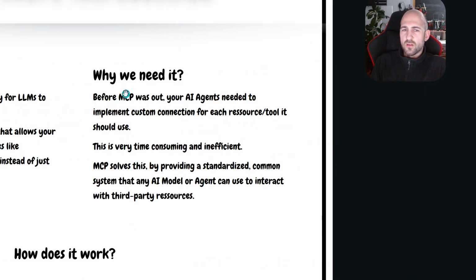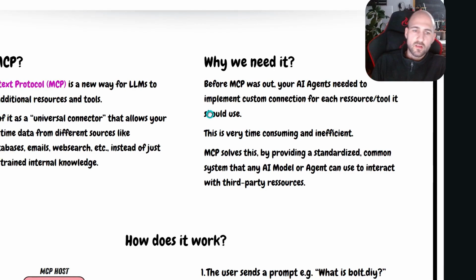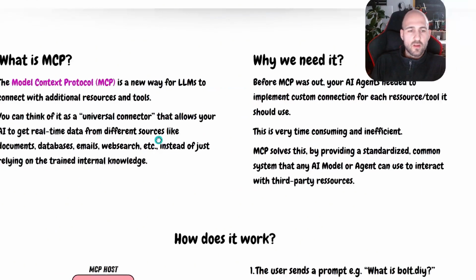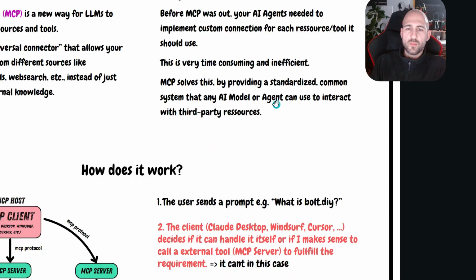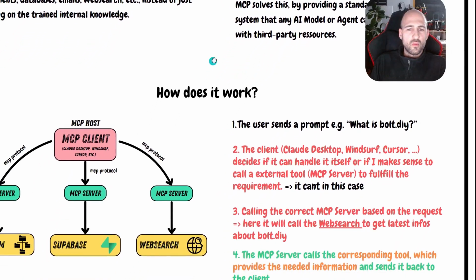Why do we need it? Before MCP was out, your agents did not have the information, as said here, because they only rely on internal knowledge, or you needed to implement custom connections for each resource or tool you want to use, which is very time consuming and inefficient. So MCP solves this by providing a standardized common system that allows any AI model or agent to interact with third-party resources. So how does it do it?